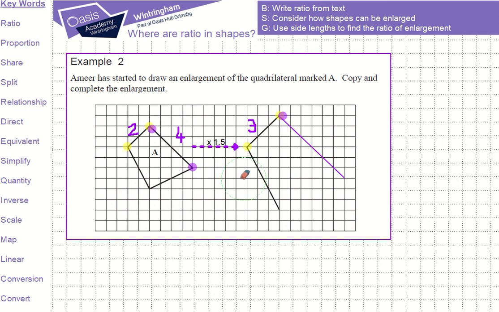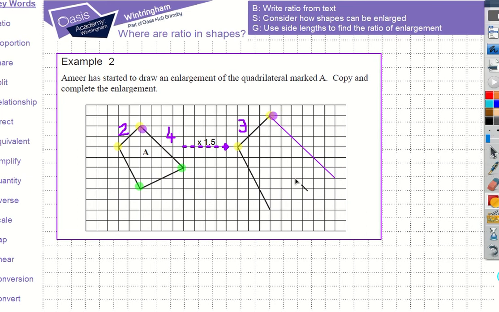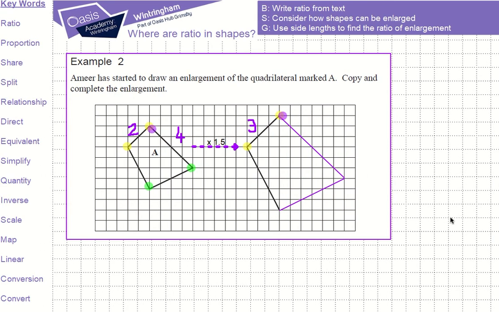And what you might notice is that from this corner to this corner, they join up to each other. And that will be the same on the new shape. So all I need to do now is get my ruler and join these two corners up together. And that is example 2 finished.